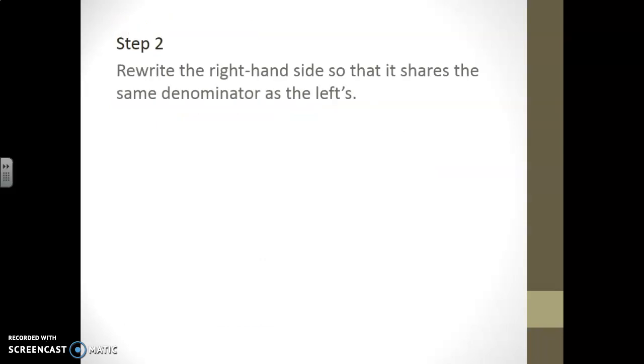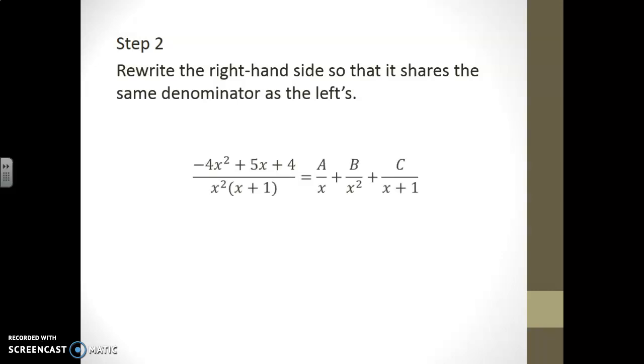In step 2, we will rewrite both sides so that they share the same denominator. Using the left-hand function's denominator as a guide is the best thing to do. Notice a over x shares 1 x with the left-hand side's denominator, but is missing a second x and an x plus 1. b over x squared shares the x squared that the left-hand side has, but doesn't have the x plus 1.